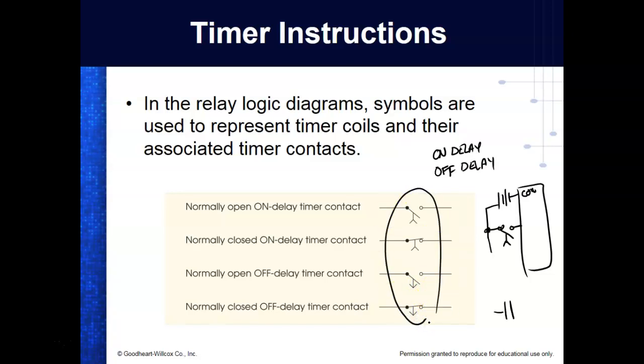So on the wiring diagram for your PLC, you use the electrical symbols, right? You understand? And then inside your program, you use the symbols that are available to us. So how do you identify on delay? How do you identify off delay?